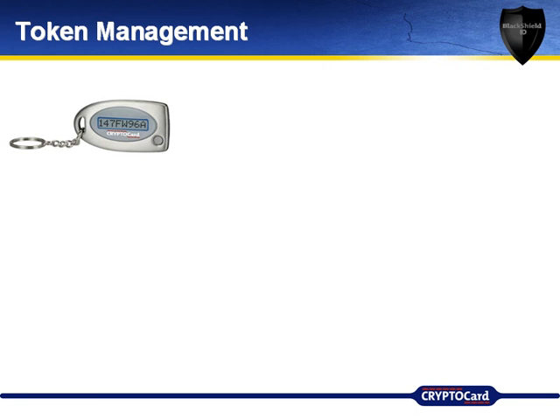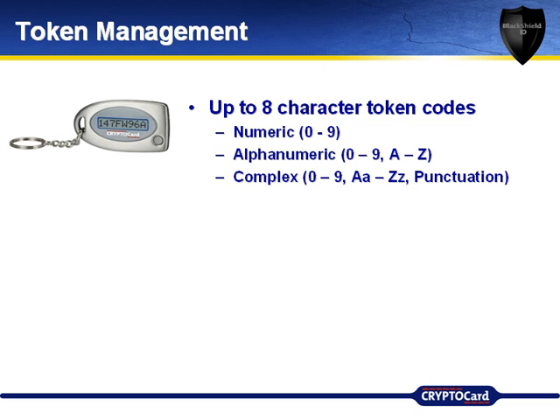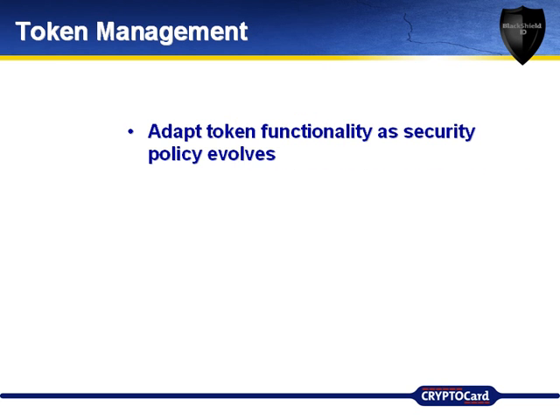With Black Shield ID, I'm not limited to 6-digit passcodes, though I could start there if I wish. That's because I can modify the behavior of the tokens so that they will generate up to 8-character token codes comprised of any combination of numbers, numbers and letters, or numbers, letters, and punctuation for up to 32 billion possible passcodes per token.